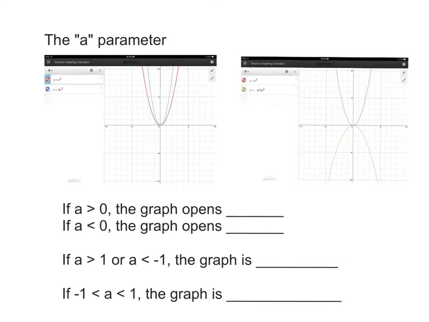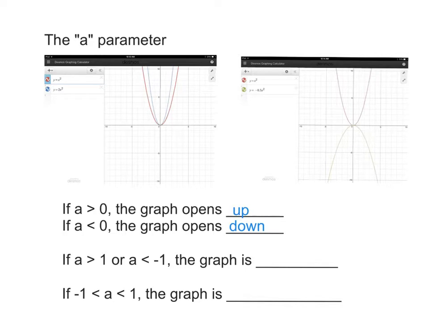So now we have to fill in these blanks at the bottom. If a is greater than 0, so that means if it's a positive number in front of the x squared, the graph opens, what would go in that blank? Up. And if a is less than 0, the graph opens down. So that's the first thing.